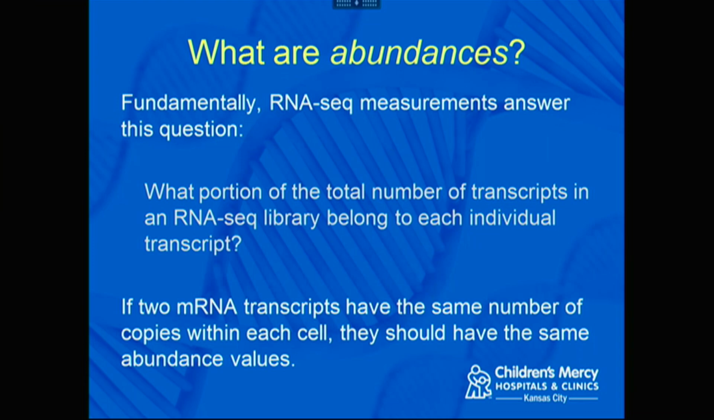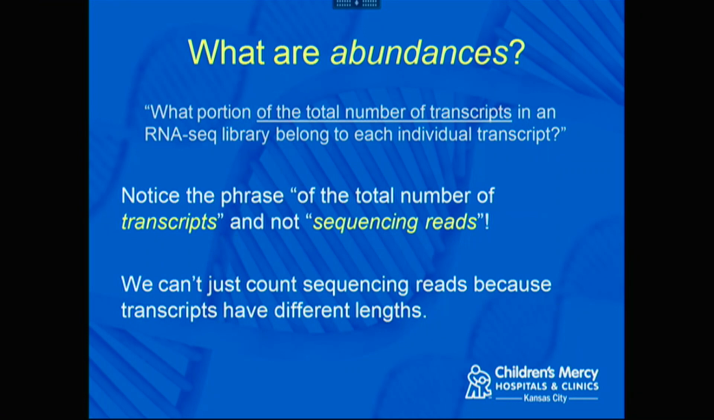The idea is that if two mRNA transcripts have the exact same number of copies, they should have the same abundance value, and that should be regardless of how long the transcripts are. And what follows is that if you were to have an mRNA that has twice the number of transcripts, then it should have twice the abundance value in your RNA-seq experiment.